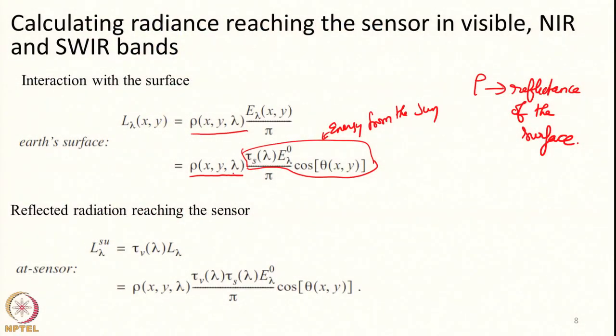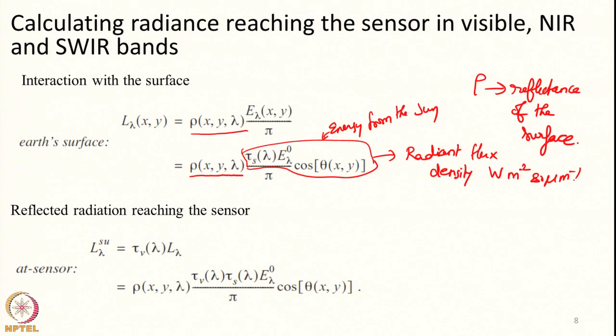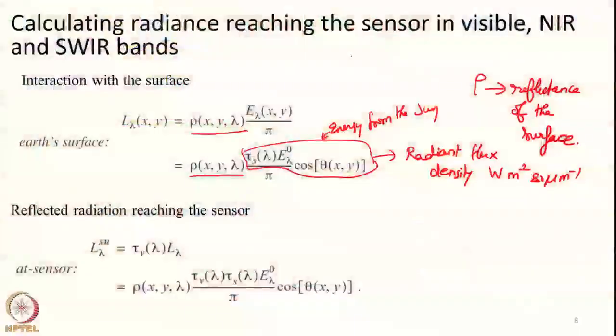So now we multiply with this reflectance. Till now we are talking in terms of radiant flux density, that is watt per meter square, sorry, per micrometer. Whereas whenever energy leaves the surface and reaches a sensor, we need to calculate radiance. The term we are interested in is radiance. Assuming the surface is Lambertian, so we also studied what a Lambertian surface is in previous classes. So for Lambertian surfaces, E is equal to L pi, where E is the radiant flux density, L is radiance, and pi is the relation between them. So L is equal to E by pi.